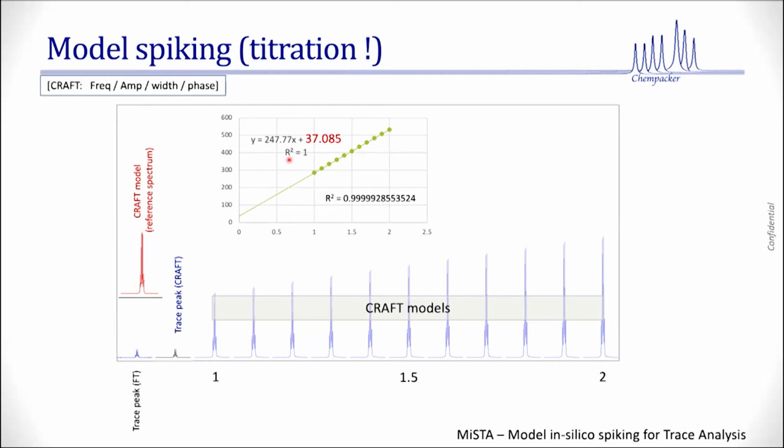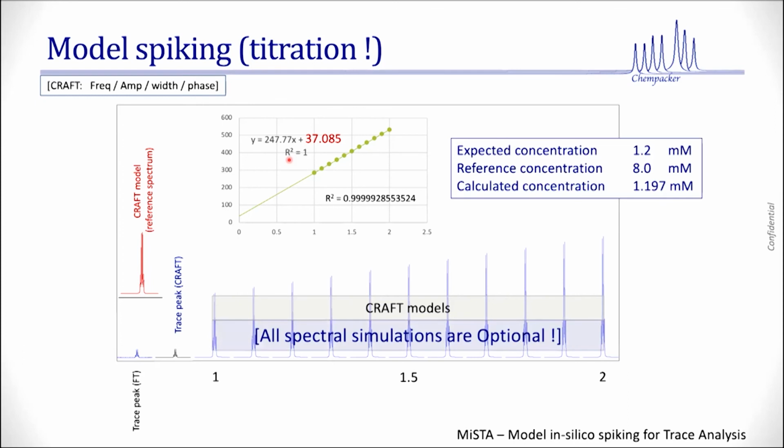Now, if you take the actual value, because this is a known set of models that I have, the expected concentration is 1.2 of this signal. The reference concentration from this signal is 8 millimolar. I know that, and I can calculate it. That calculated concentration is 1.197. Except I did not collect any new data. I had collected this spectrum. I just have a model of that peak.